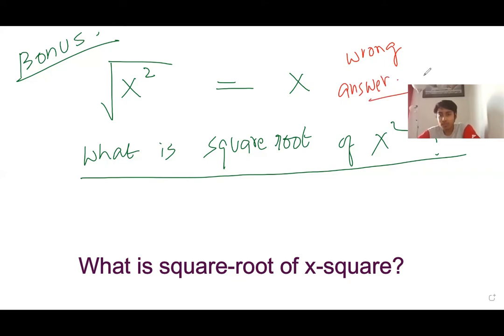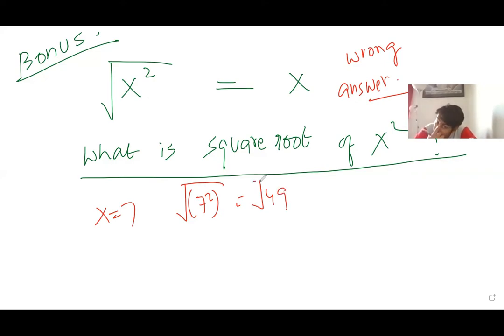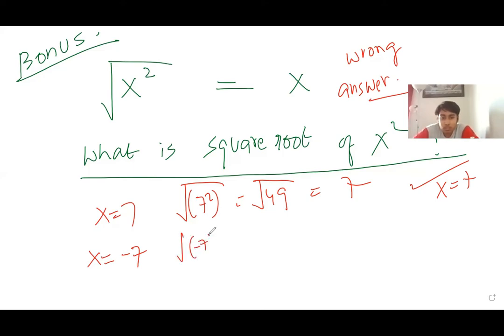Let me tell you why. If x equals 7, correct? Yes, sir. Then we write 7 squared, which is 49, and the square root is 7, correct? So it is equal to x, right? 7 equals x. How about when x is -7? Then you write -7 squared, correct? Still you get 49, but what is your answer? +7, not -7. Okay. So what is square root of x squared?